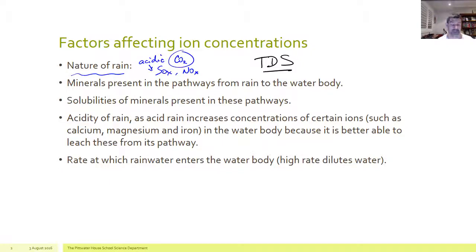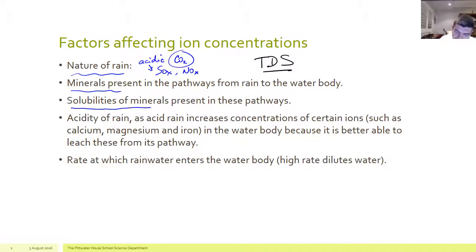And there's a couple of reasons for this. The first thing is that any minerals that are present in the underlying rocks or in the soils that are part of the pathway from the rain to the water body can be picked up, reacted, dissolved along the way. The more acidic the rainwater, the more likely that is to happen, particularly with certain types of ions that can cause problems, such as calcium and magnesium that contribute to hard water.